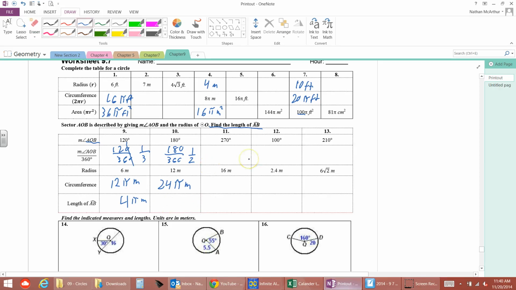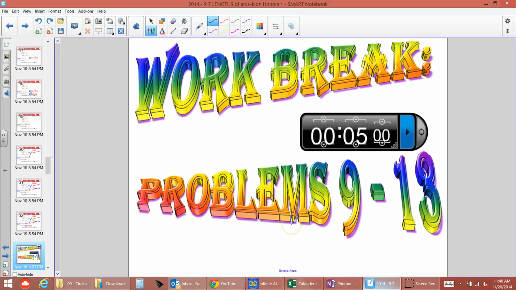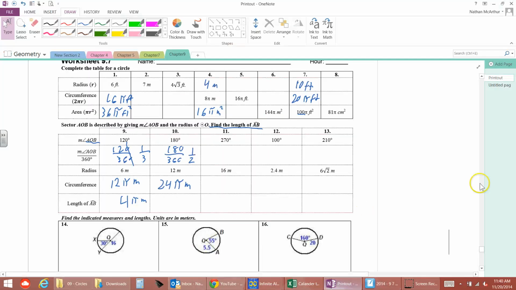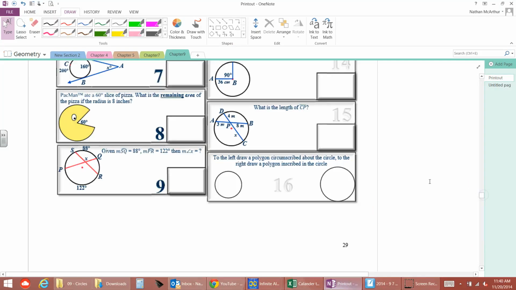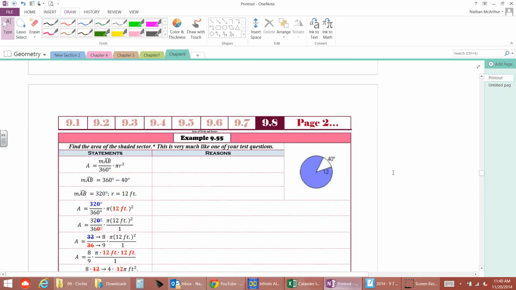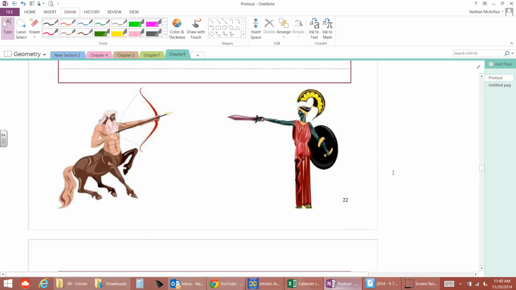So finish up these next 3 problems on your own. Remember, reduce your fraction, multiply them, and you're done. And then when you're done, get back to the notes, because here we go. So example 9.52. In this example, we're going to find... I'll do it with you in the notes a little bit, so we're on the same page.